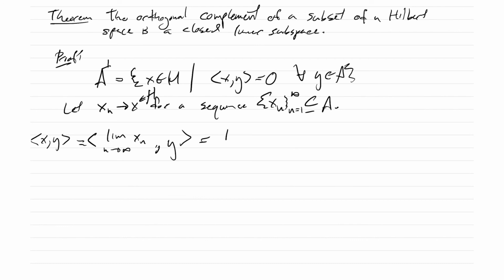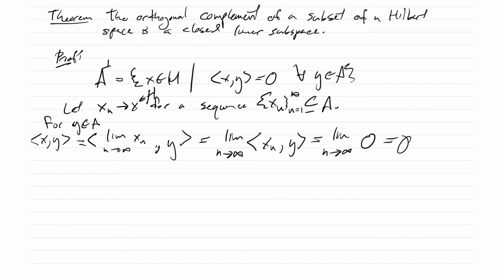Since the inner product is continuous, we can pull out the limit here, and then we get the inner product of x_n and y, and then we just have the limit as n goes to infinity of the 0 sequence, just because x_n is in A perp and y is in A. So this is equal to 0. This holds for y in A, and since y was arbitrary, that means x must be perpendicular to everything in A. Thus x is perpendicular to A, and x is in A perp.